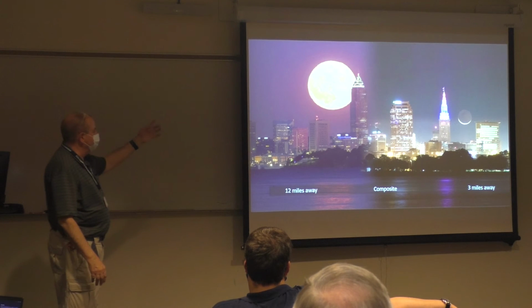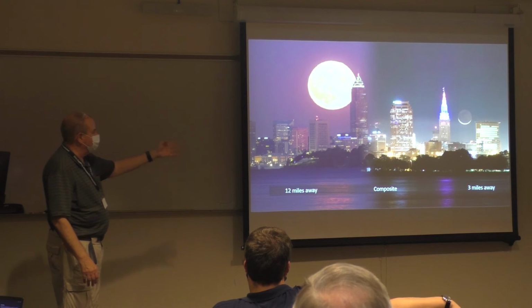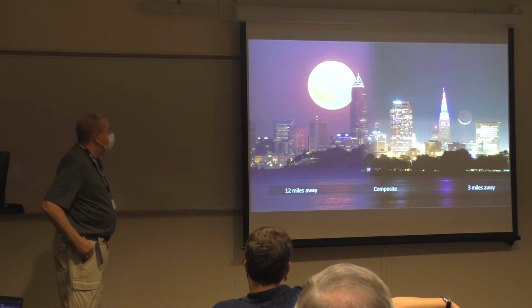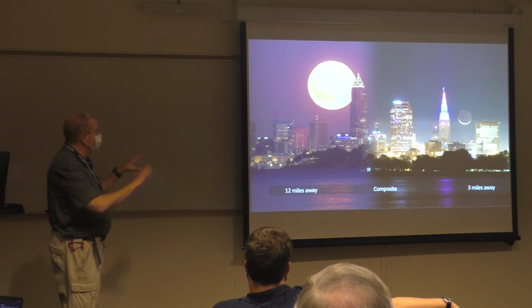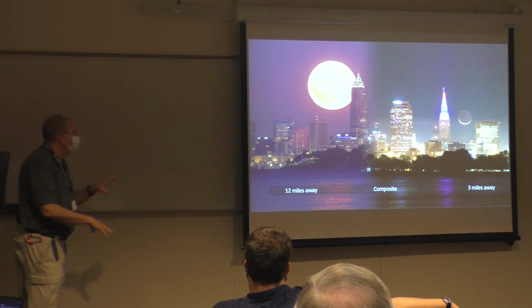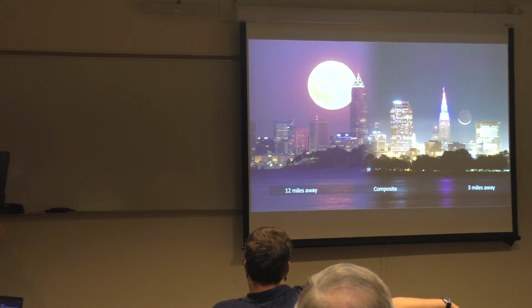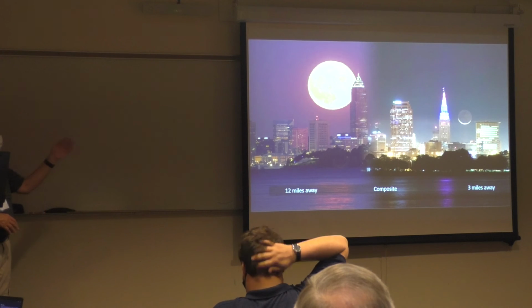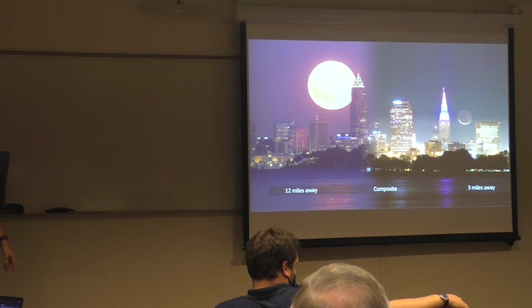So at 12 miles away, the moon looks gigantic. At 3 miles away, not so big. But then I merged the two shots together, so the buildings are all in scale with one another. So the one on the right was the first one, and then 2 weeks later, the full moon coming up.